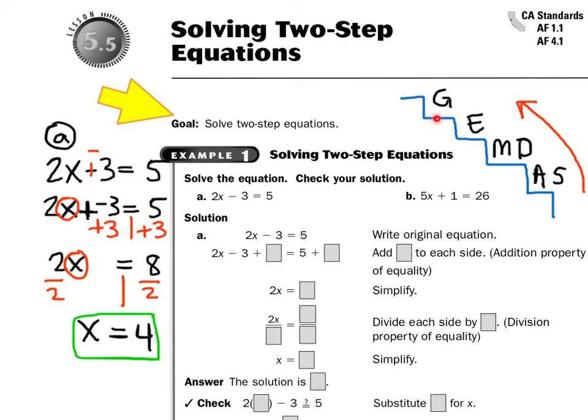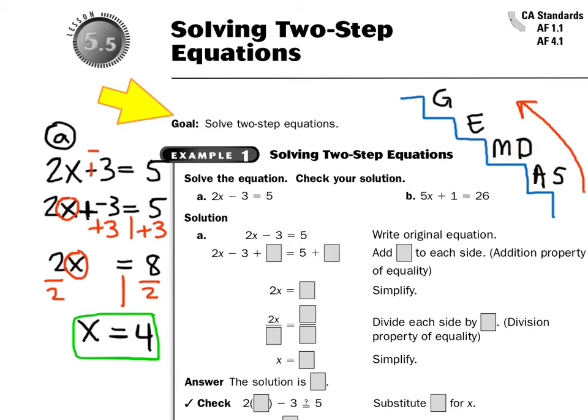Now, do you remember the stair steps from GEMDAS, where when we were simplifying, we would do anything inside the grouping symbols first, and then we would do any exponents second, then we would multiply or divide anything from left to right, and the last thing we would do is add or subtract from left to right. Well, now when we're solving equations, we actually climb up the stairs, okay? So the first thing we have to do is destroy any adding or subtracting that we see, and the second thing we do is we destroy any multiplying or dividing that we see.